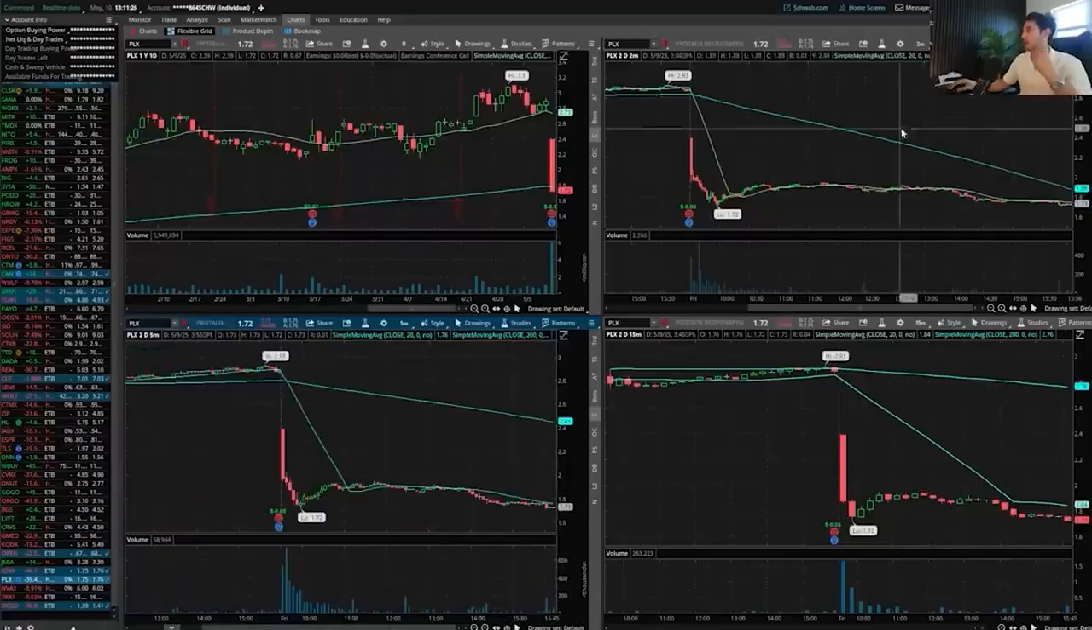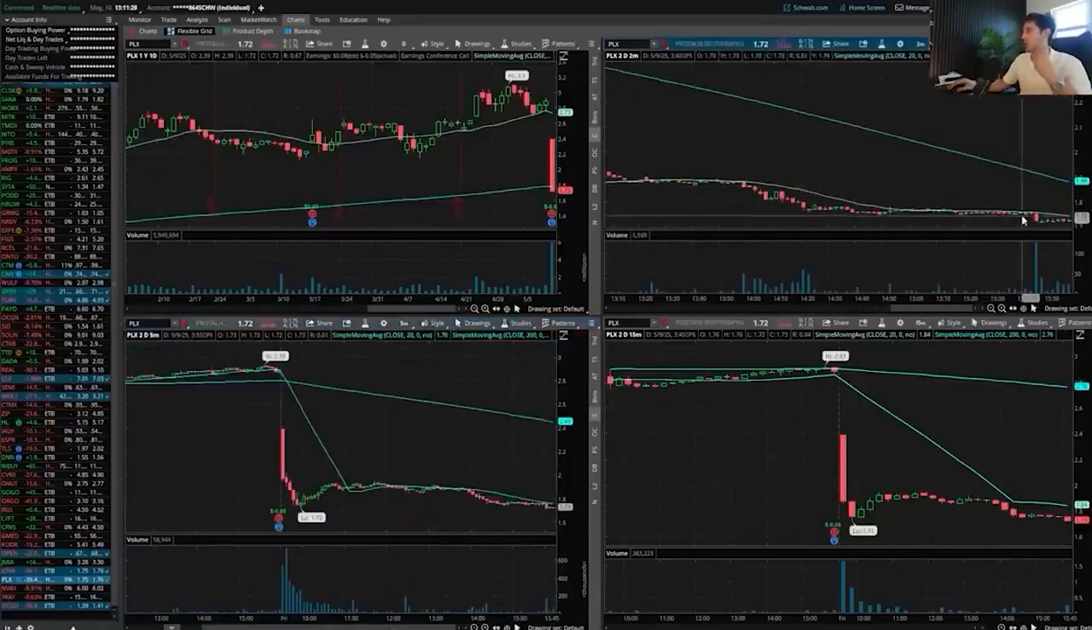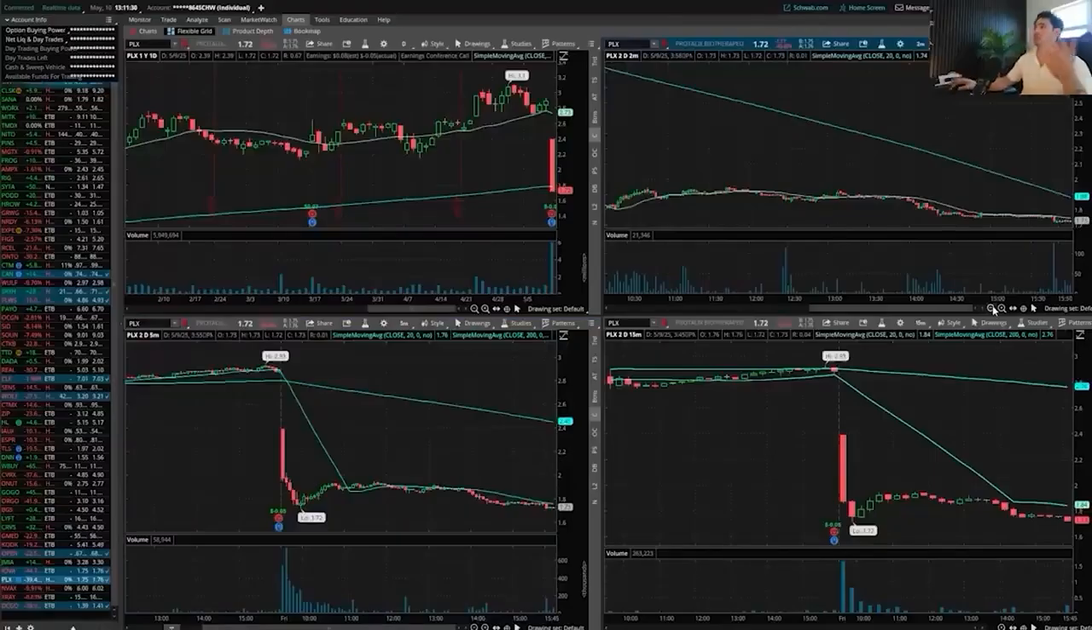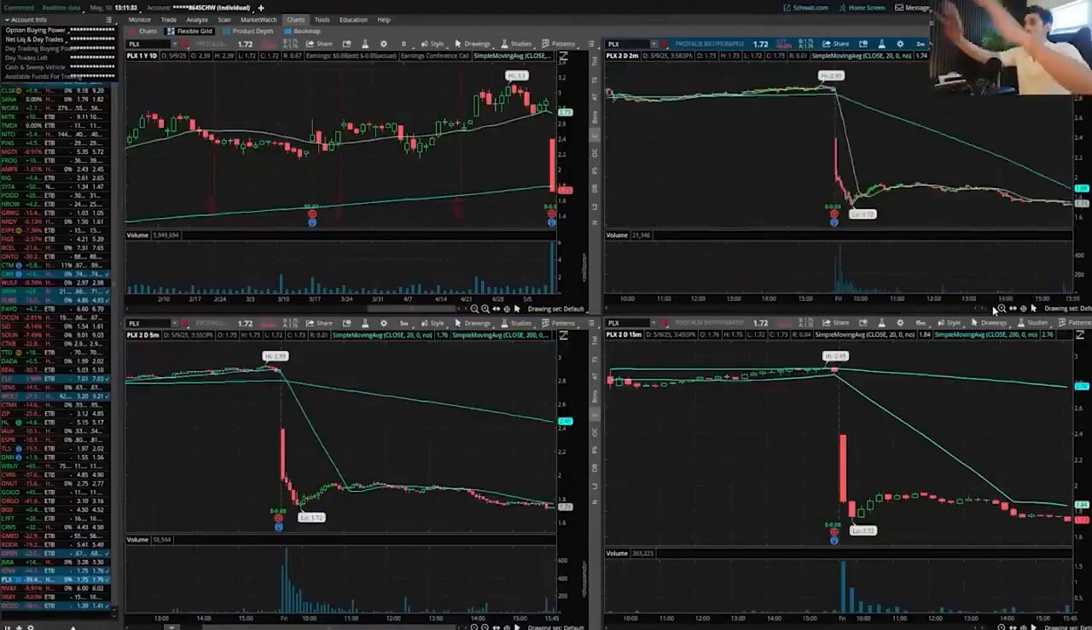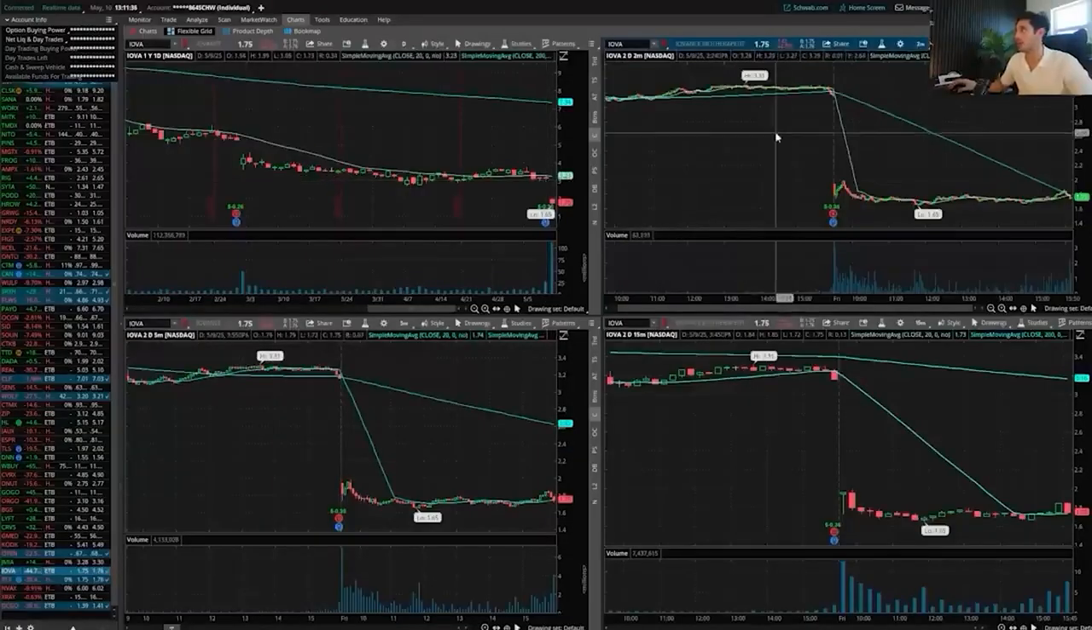All right. Even on the 2-minute chart, you could see how well right here it's respecting the 20 MA. This is why I use it. Multiple time frames are telling me the same exact thing. That's why I get so confident using it.